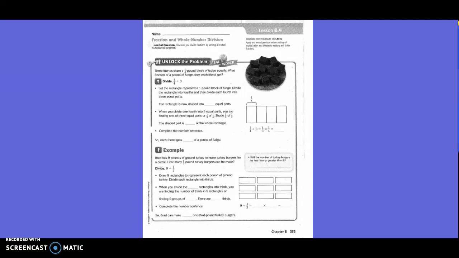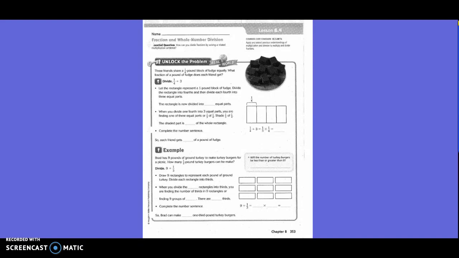Fifth grade, chapter 8, lesson 4, fraction and whole number division. Unlock the problem. 3 friends share a 1/4 pound block of fudge equally. What fraction of a pound of fudge does each friend get? Divide 1/4 divided by 3.